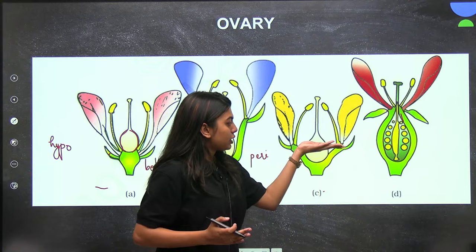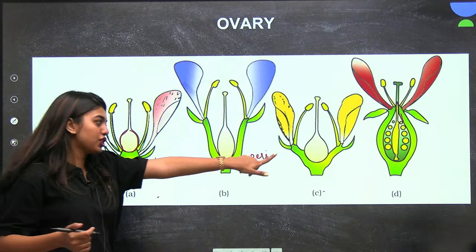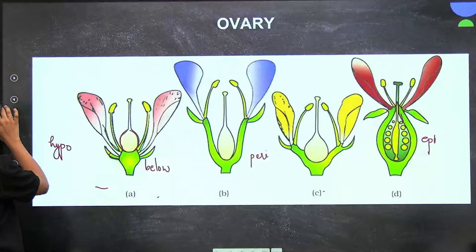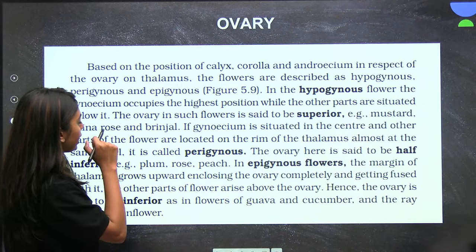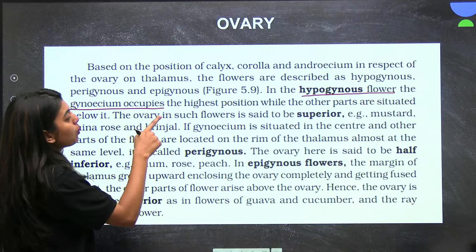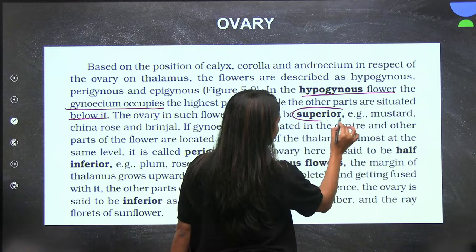So this is your perigynous condition, this is your epigynous condition. I think I first told it the wrong way round, so I'm just correcting. Fine, let's see what your NCERT is saying. In hypogynous flowers, the gynoecium occupies the highest position. The ovary is occupying the highest position, while the other parts are situated below it. The ovary in such flowers is said to be superior ovary. Examples I'll tell you.